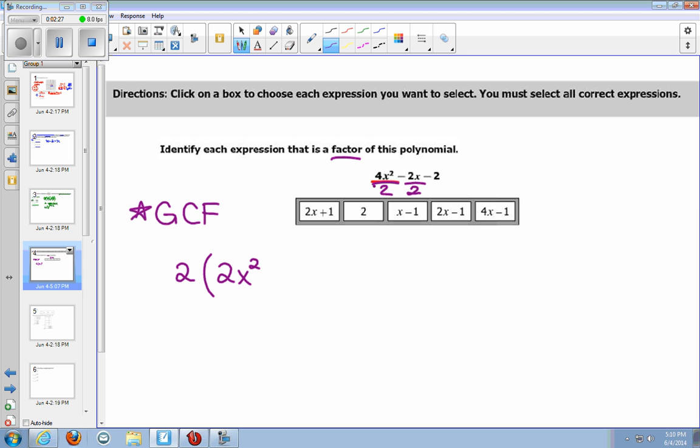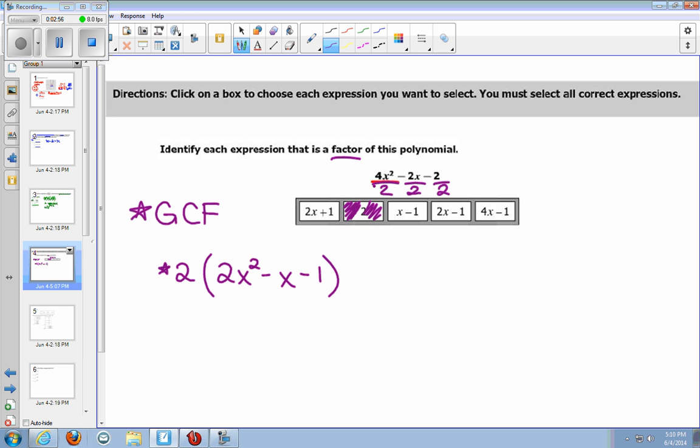If I divide by 2 here, -2x divided by 2 leaves me with a -x, or a -1x if you prefer. And finally, when I divide the last term by 2, I'm left with -1. So what I've actually done is I've found one of the factors that we are looking for. So if I were taking my SOL test, I would certainly want to make sure that I press the button with a 2 on it, because if you forget the GCF, the whole problem is going to be wrong.